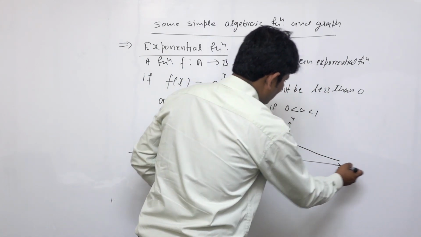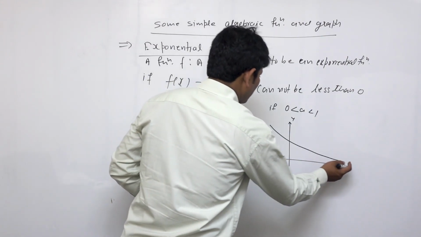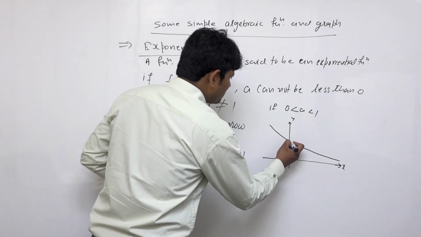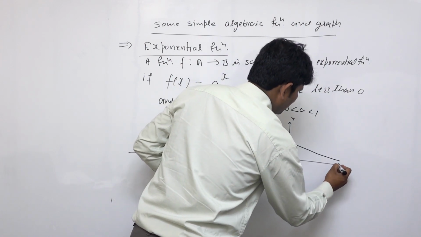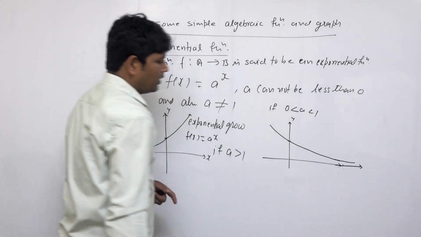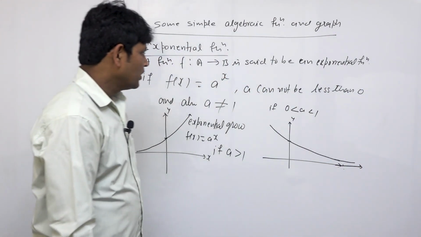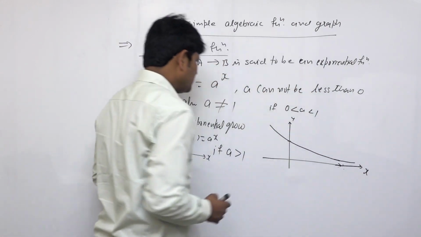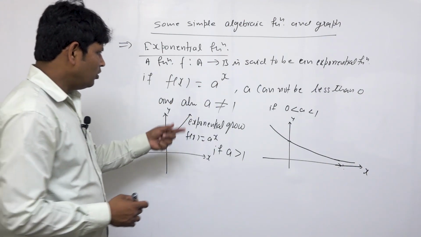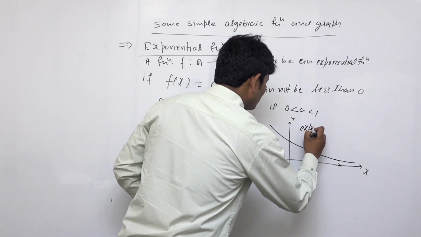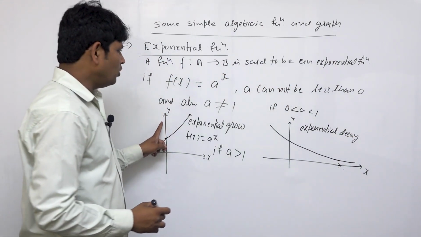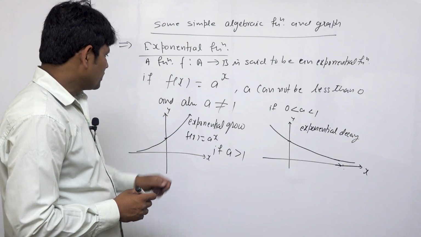It will never touch the x-axis, so the x-axis is the asymptote of that graph. In this case also, the x-axis is the asymptote. It is always passing through 1. You can see it is just going near to the x-axis, but it will never touch the x-axis. So f(x) is equal to a to the power x. This is called exponential growth, and this is called exponential decay. So this way we can understand.